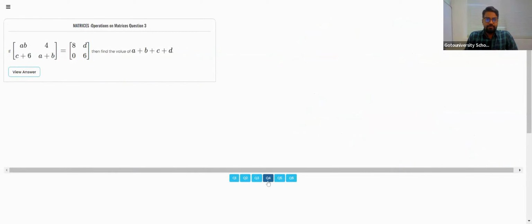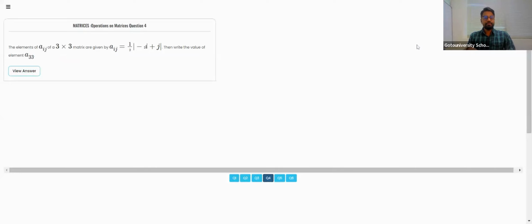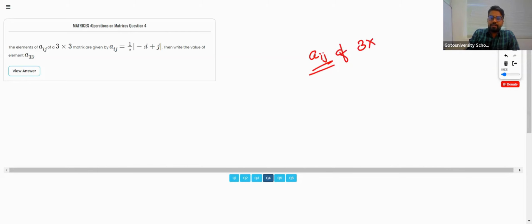Let's go to the fourth question here. Can you tell me now what this Aij represents? Anyone? Just now we discussed. What does this represent, Aij? Of 3 cross 3, I will come to this later. But tell me what is Aij? Aij is nothing but the address of the element.